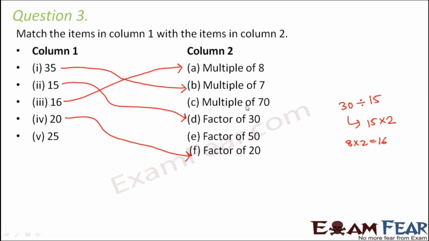25 is a multiple of 70? No, not possible again. 25 is a factor of 50? Yes, that can happen. That's because 50 divided by 25 is equal to 2. So 50 can be written as 25 into 2. So 25 is a factor of 50.